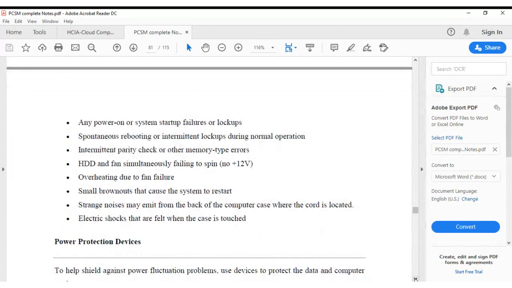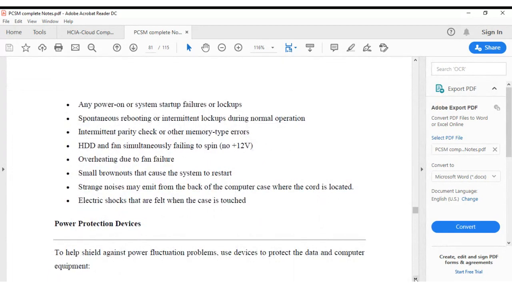Then you find small brownouts that cause the system to restart. That's also a problem of the power supply.